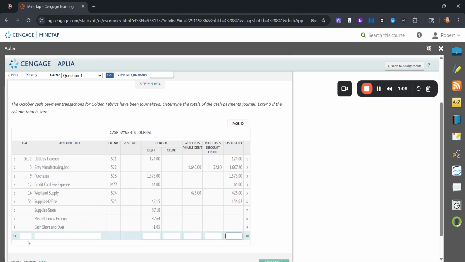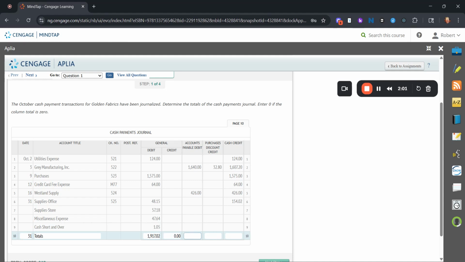So let's total our columns for the 31st for the end of the month. Totals, and let's add up all of our columns. Start with the first one, 124 plus 1575 plus 64 plus 4815 plus 5718 plus 4764 plus 105. So $1,917.02 for the first column.